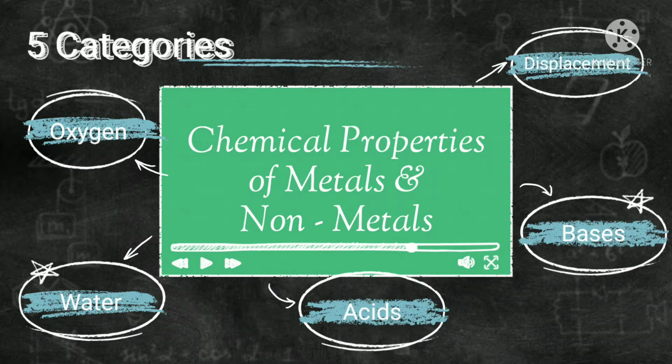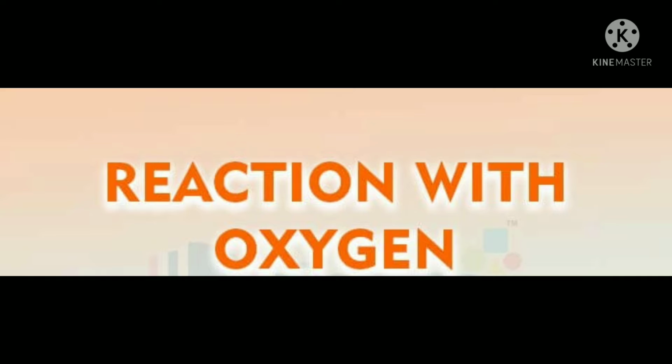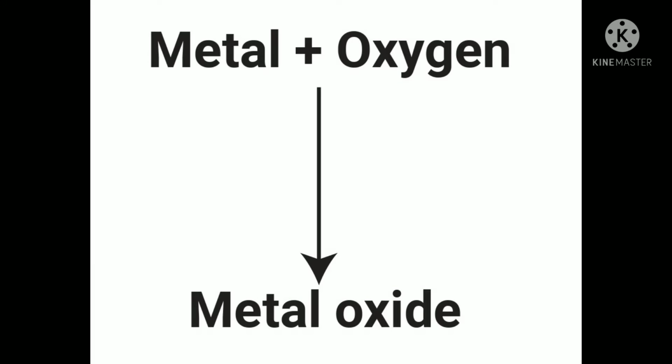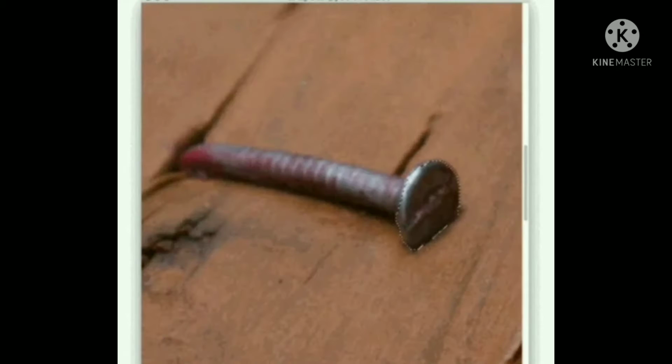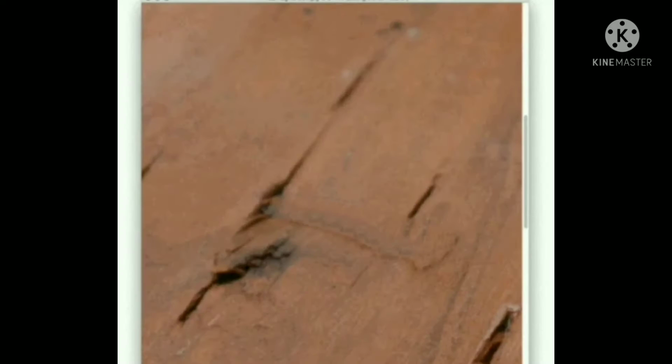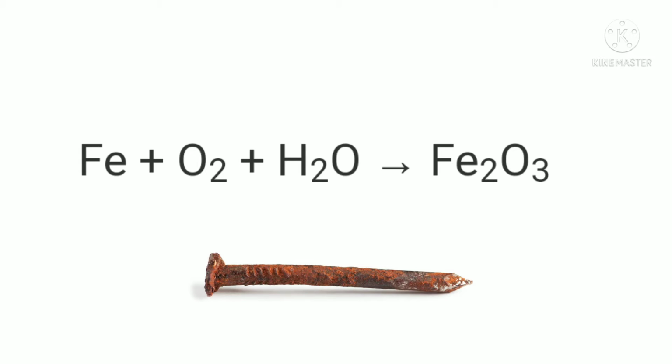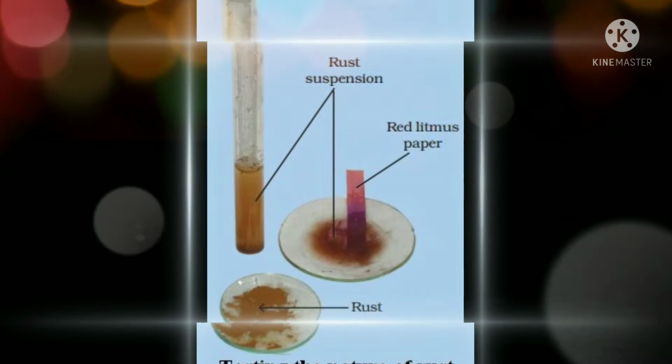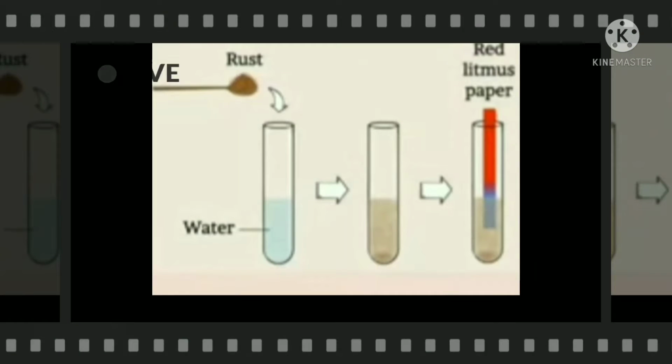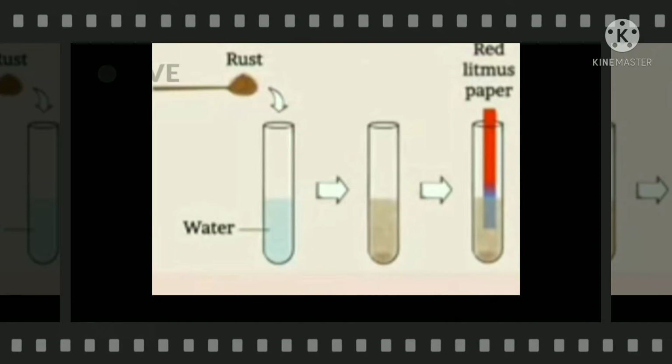First is the reaction with oxygen. Metals react with oxygen to form metal oxides that are basic in nature. Iron, if exposed to air and water, forms rust. Rust is iron oxide. Dissolve a spoonful of rust in a very little amount of water.